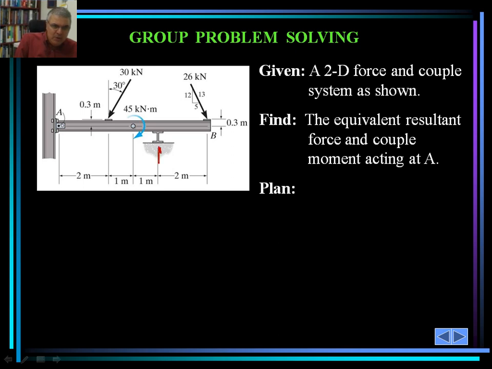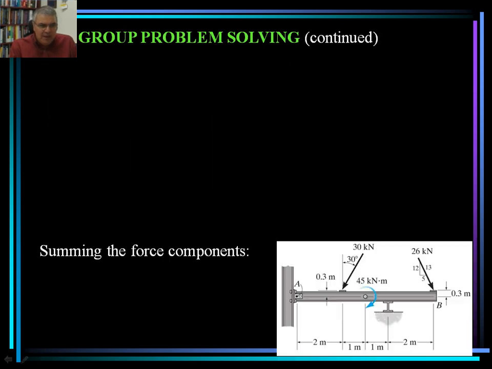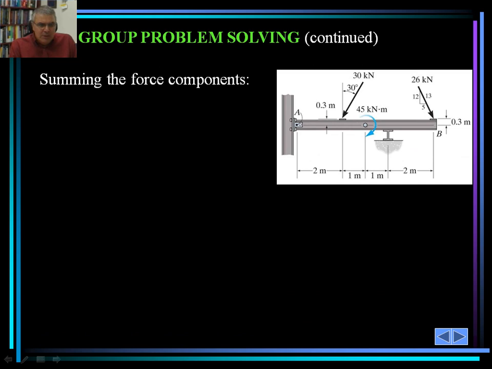There are two supports here. One is acting right here, and the other is acting right here. So our plan is to sum all the x and y components of the two forces to find F sub RA. Then we would find and sum all the moments resulting from moving each force to A and add them to the 14 kilonewton meter free moment to find the resultant M sub RA. So let's get to it.